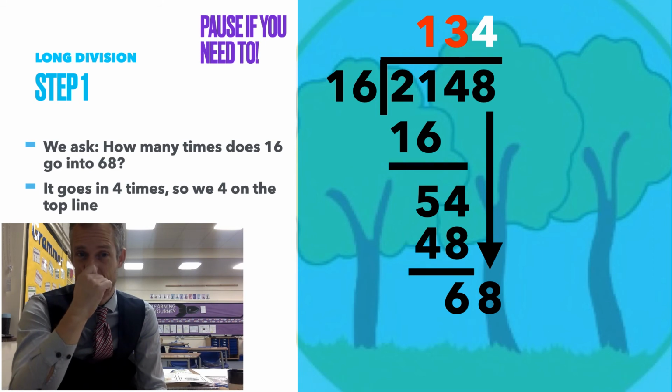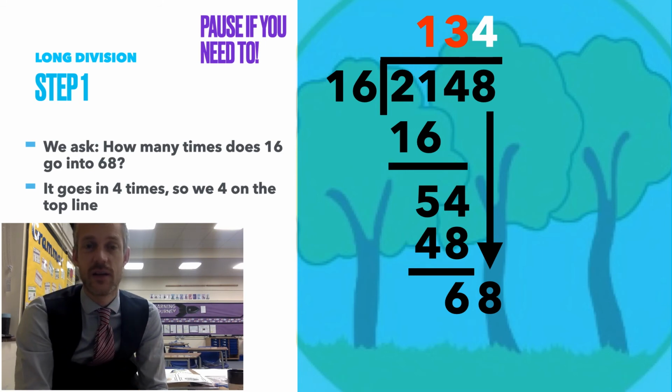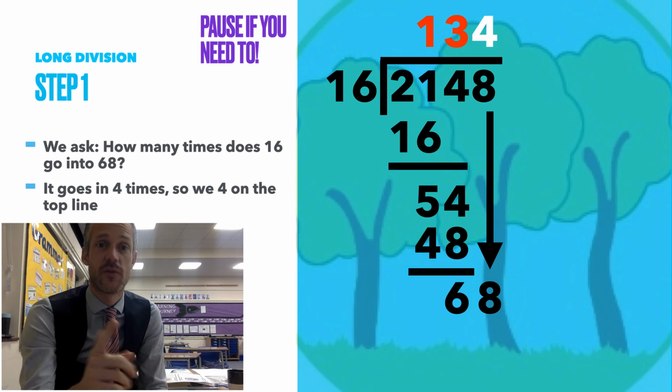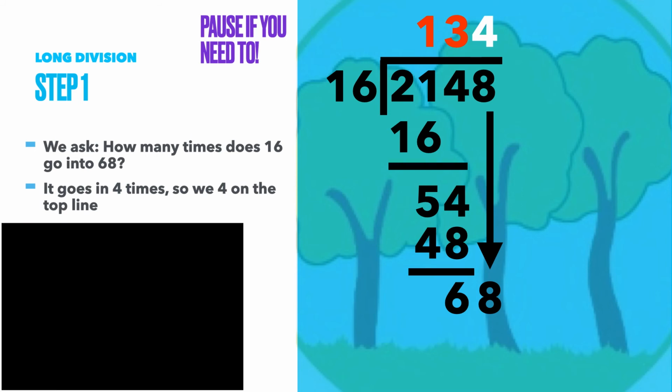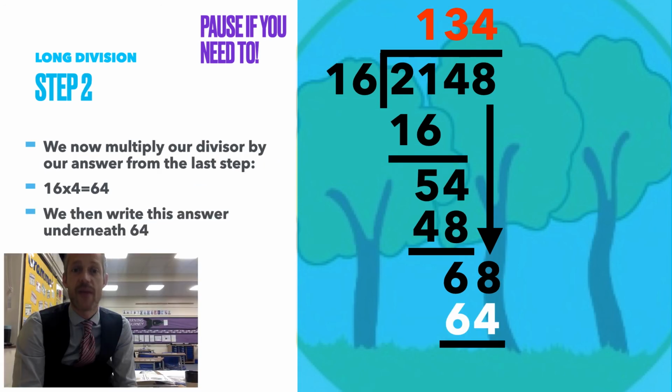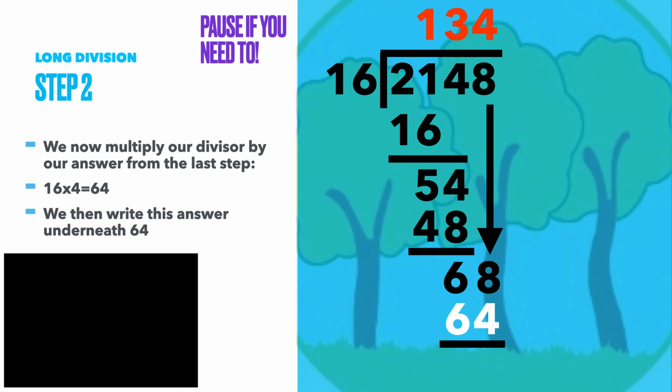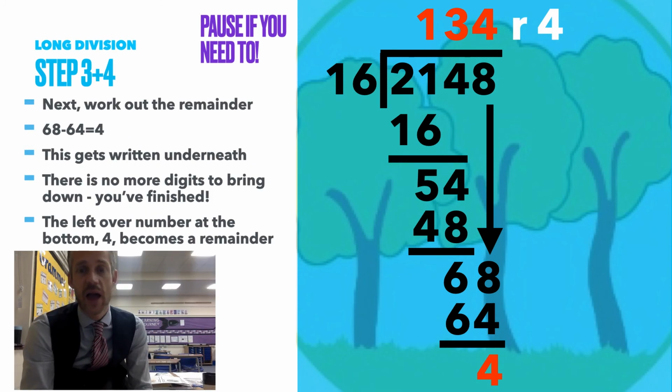So how many times does 16 go into 68? It goes in 4 times. So we move the 4 to the top of your line. And then we multiply the divisor by the number again, so 16 times 4, and that gives us 64. So we write 64 under 68, and we work out what's left. Hopefully you can see how many are left. And as you can see, 68 take away 64 gives us 4. So that is our final number that's left, and 16 doesn't fit into 4, so that will become a remainder.